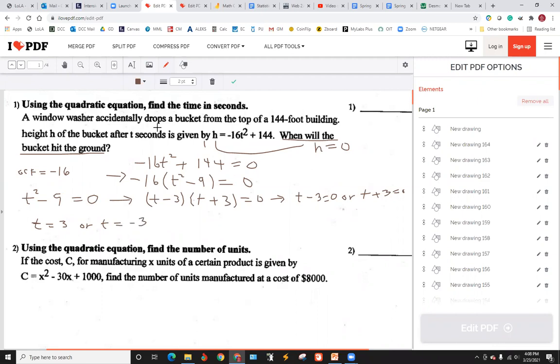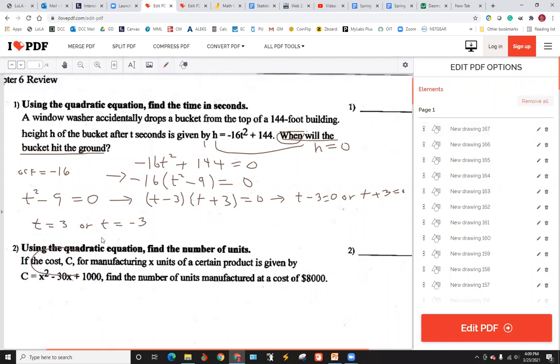All right, here's where we got to watch out. Whenever we're dealing with things like time and lengths and widths, we got to watch out because areas can be negative, lengths can be negative, widths can be negative, and time can be negative. That's why our only solution we're going to worry about is t is equal to 3.